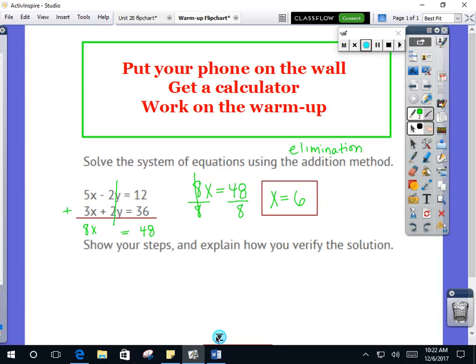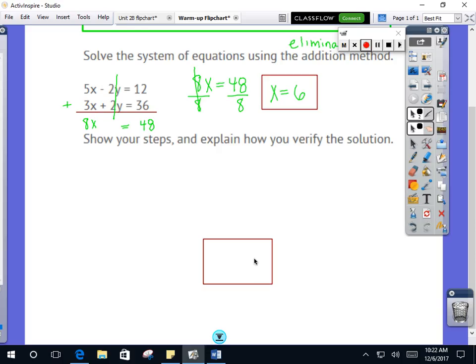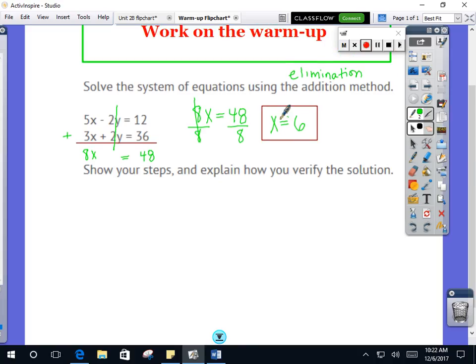How do I find the y value? Correct. I plug it in where? I plug it in the x. Now, you can choose either one. Do y'all want to work with the top one or the bottom one? Okay. I just would have gone with the bottom since it was all positive, but we can do the top. 5x minus 2y equals 12. But instead of writing the x, can't we replace the x with 6 since that's what we know x equals now?